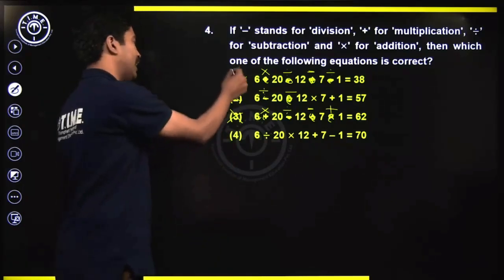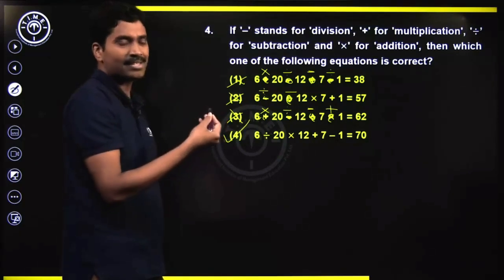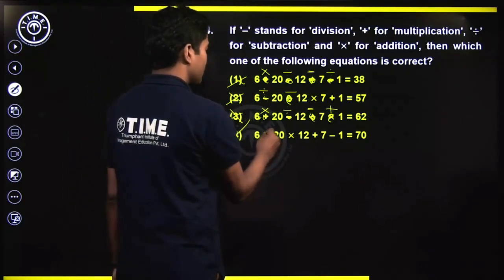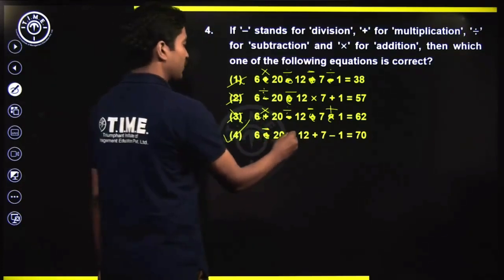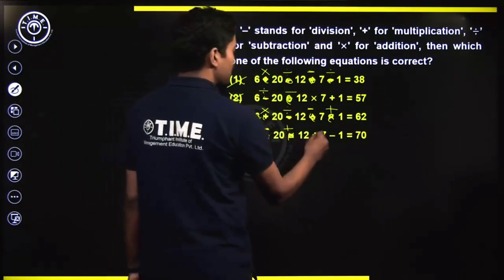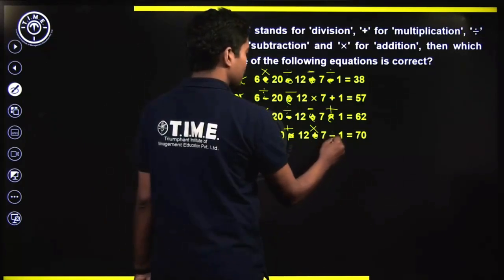Now do we really have to check option 4? No, I don't have to. I eliminated 1, 2, 3, so 4 is automatically my answer, but let's just solve it anyway. Divided by stands for subtraction, so this is 6 minus 20, into stands for addition, plus stands for multiplication, and minus stands for division.